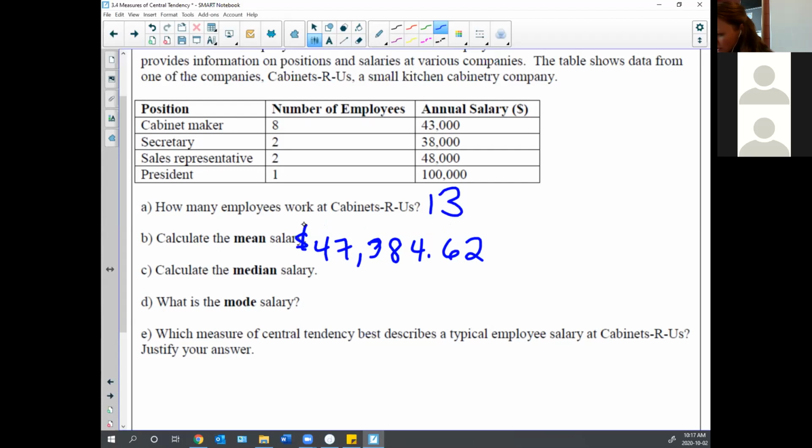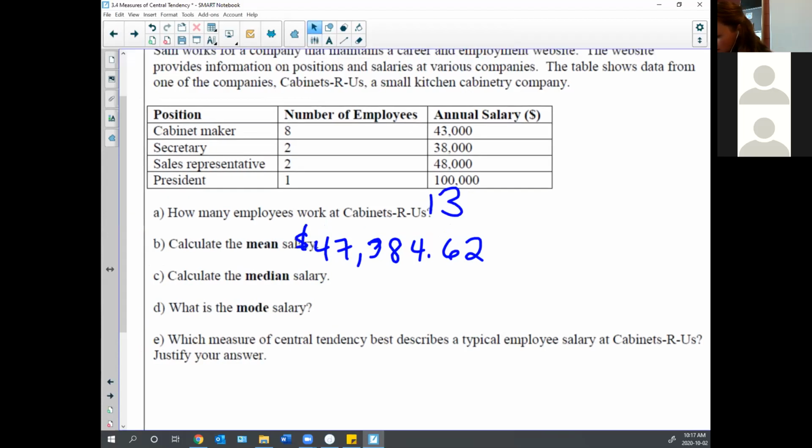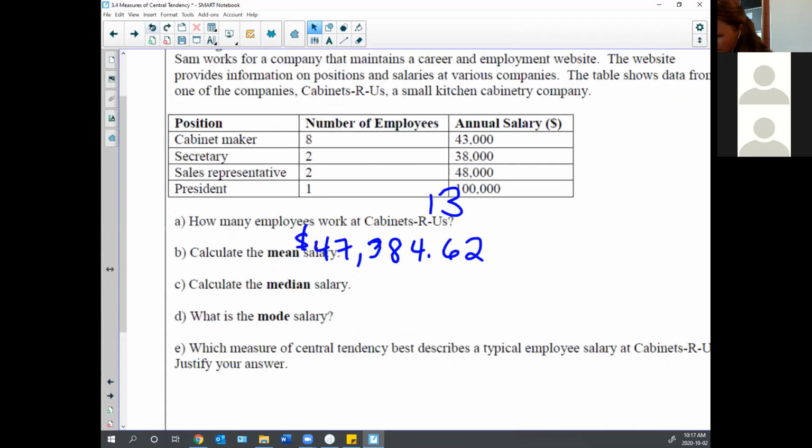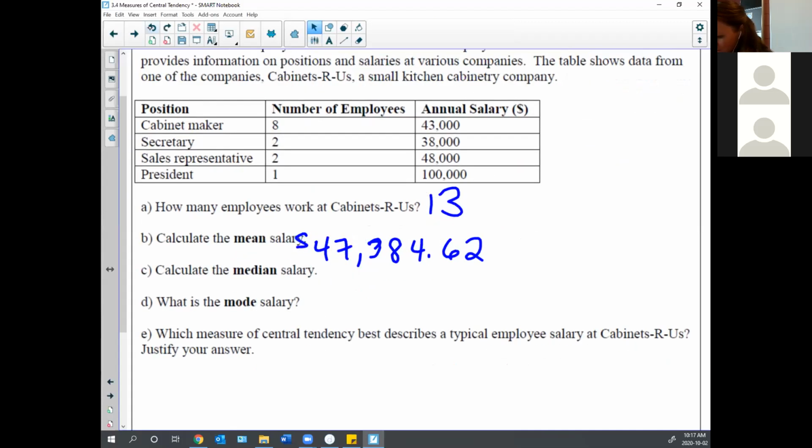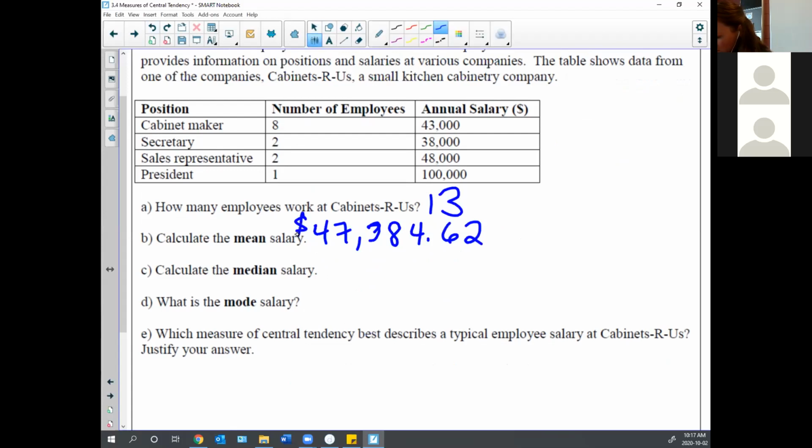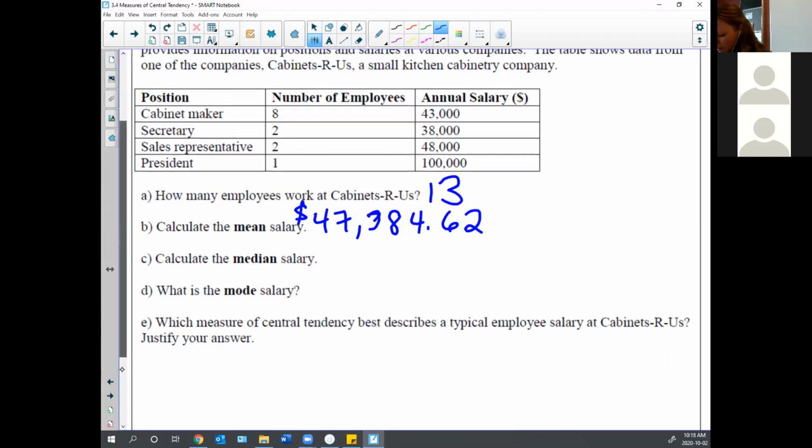Okay, next question says, what's the median? How are we going to do this, guys? How do we figure out the median number? Median means what? The middle. So I'm gonna have to write these out. I'm gonna copy it down here.